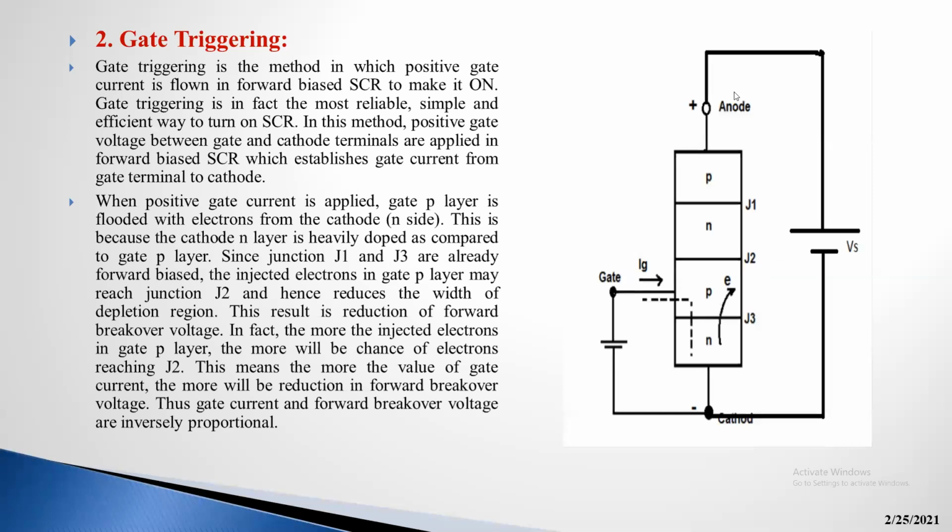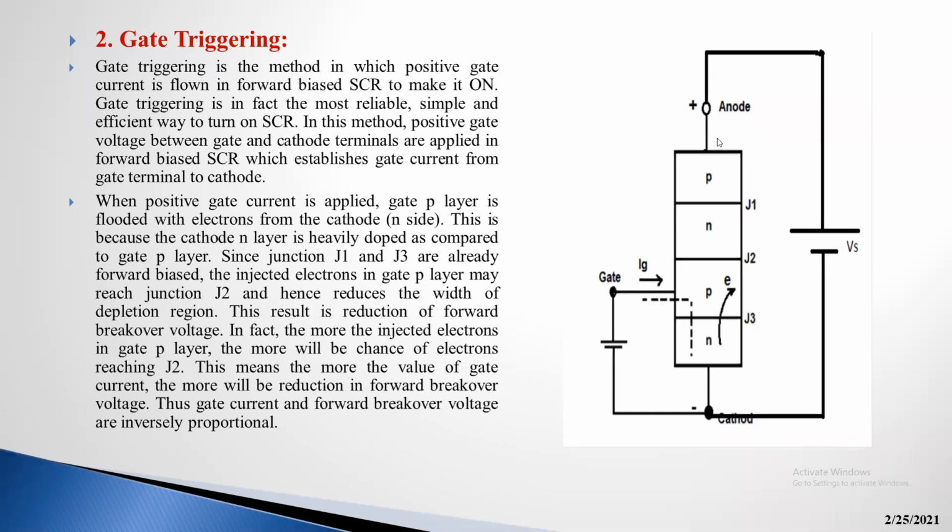But once the SCR is turned on, you can remove the gate current. There is no problem. Why did we apply the gate current? Just for decreasing the depletion layer at junction J2. Once the SCR is turned on, we can remove the gate current, and the SCR still conducts. But there is one condition for removing the gate current: the anode current should maintain some value. Then only we can remove the gate current.